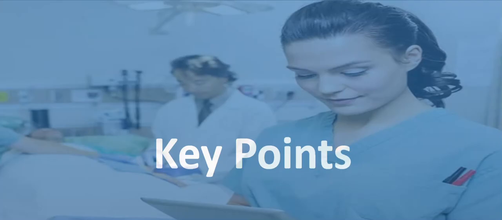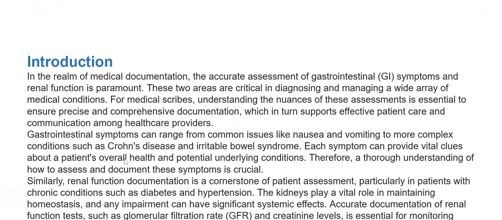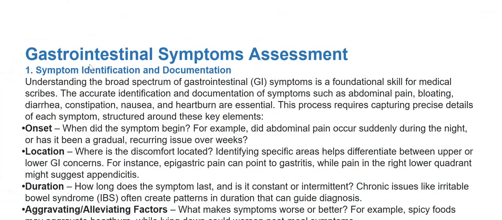The key points here. Now, the key points will start with the gastrointestinal or GI symptoms assessment. Symptom identification and documentation: understanding the broad spectrum of gastrointestinal symptoms is a foundational skill for medical scribes. The accurate identification and documentation of symptoms such as abdominal pain, bloating, diarrhea, constipation, nausea, and heartburn are essential.